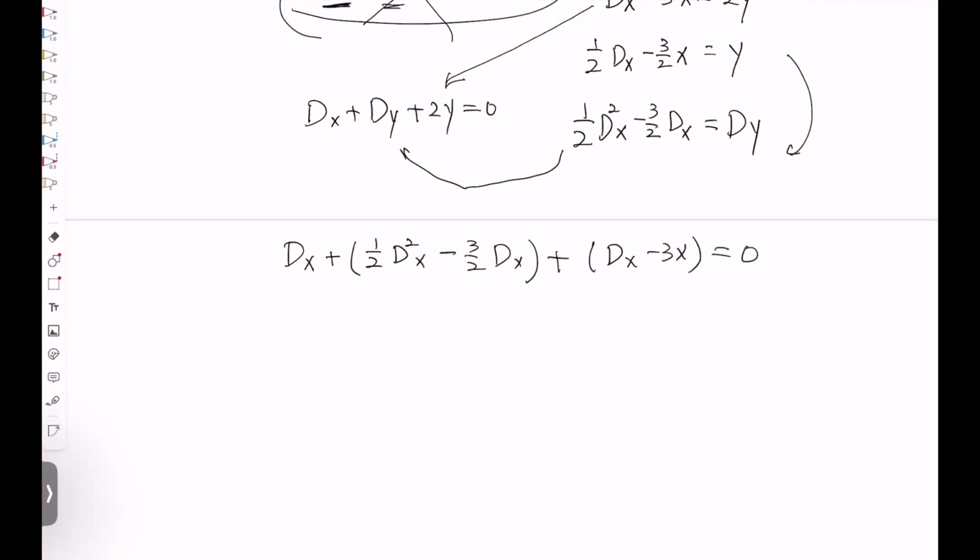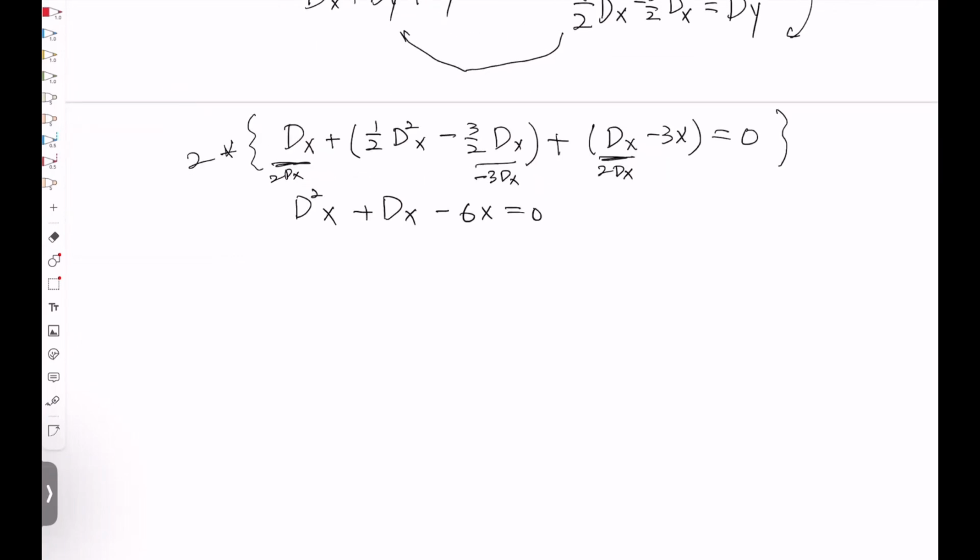Now, looking at this equation, everything is in terms of x. That's what we want. Now we multiply everything by 2 first so that we can get rid of the fraction. Then we have D squared x, and then 2 Dx here, negative 3 Dx here, and another 2 Dx here. That's going to be plus Dx and minus 6x equals 0, because we need to multiply 2 by negative 3x. Once you get to here, it's section 3.3.